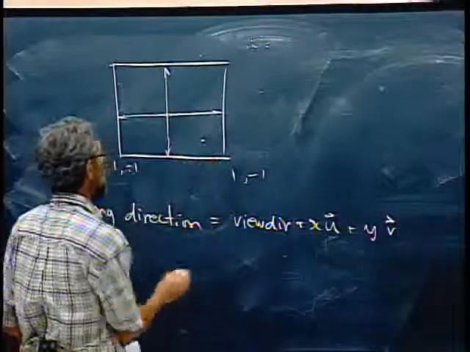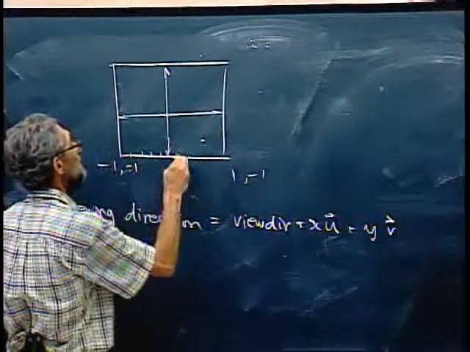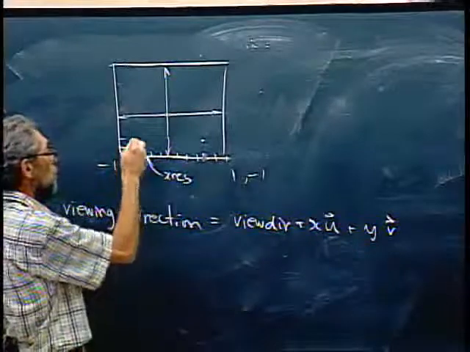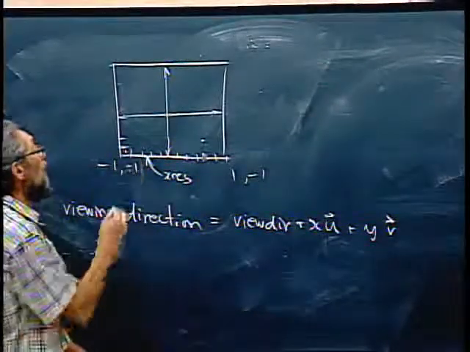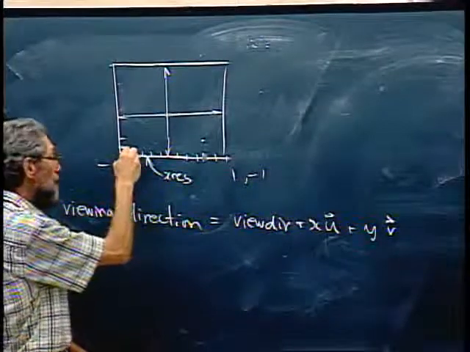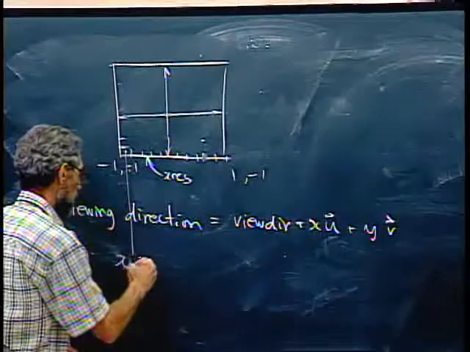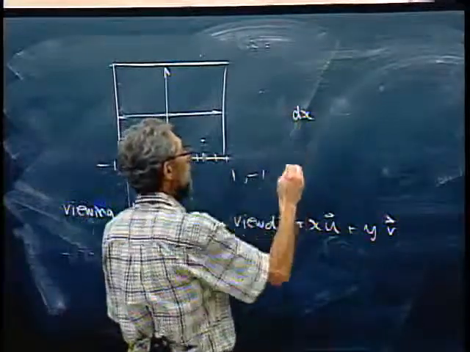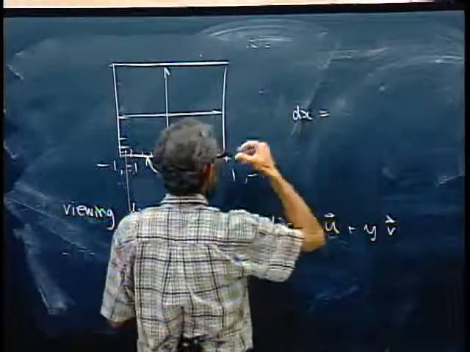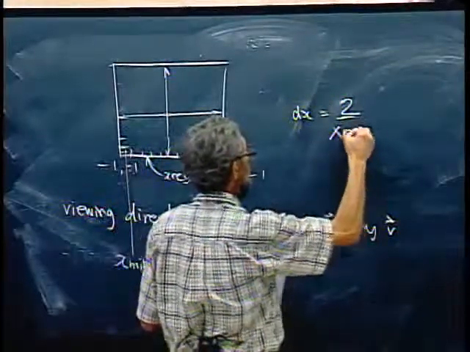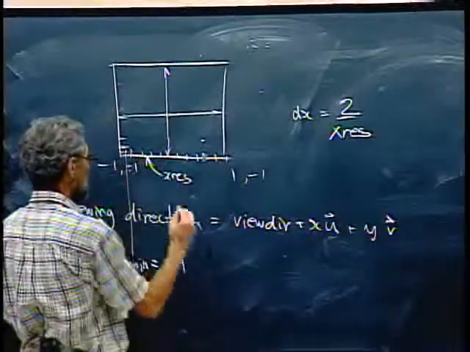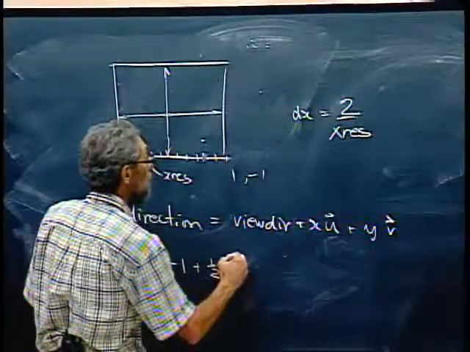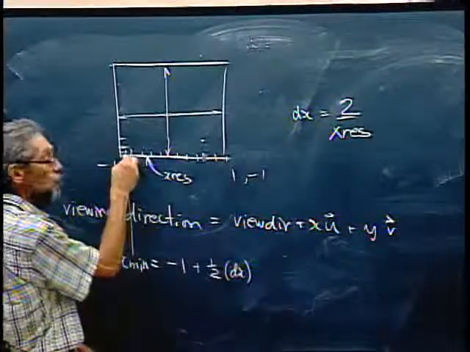Okay, so how do you find x and y if you have a pixel? Basically, you know that this x-axis is divided into equal pieces, and there are x res of them. Similarly for the y. If you have square pixels, you want to find the ray through the pixel center. So the ray through the first pixel center is x min, and that's equal to -1 plus half the width of the pixel. So dx, the width of the pixel, is the total width over the x resolution, and x min is -1 plus 1/2 of dx, because you're only going halfway across the pixel.